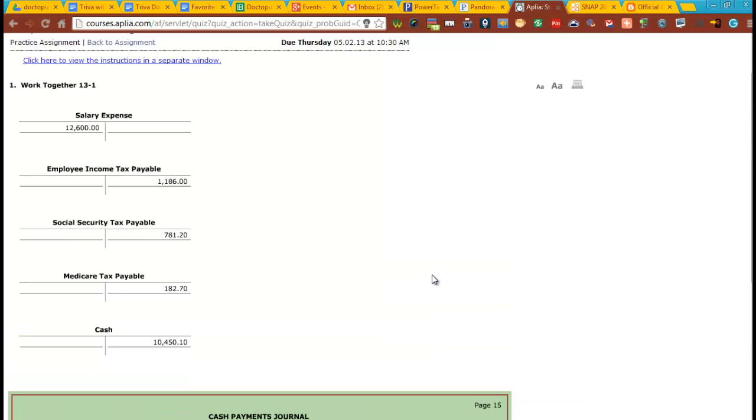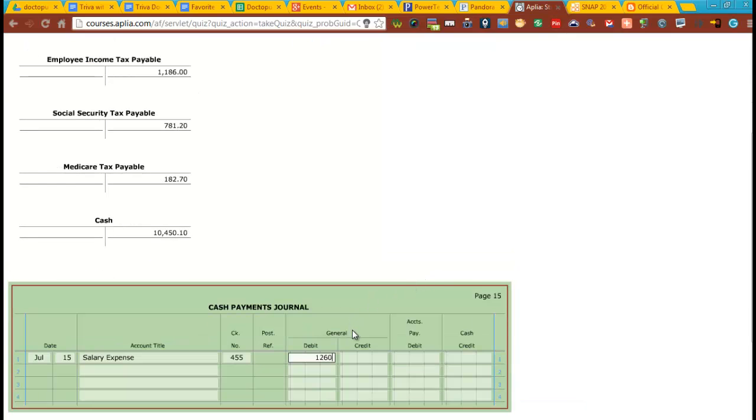So we're going to look up here at salary expense. Salary expense is $12,600. Now, is it important that we list our liabilities in a certain order? Not alphabetical. Nope, not biggest to smallest. In your payroll register, you're going to list your deductions from left to right. The first deduction is going to be your federal income tax withheld. Then Social Security, then Medicare, then health insurance, and then other. If you don't put it in the right order, Aptly will mark it wrong.